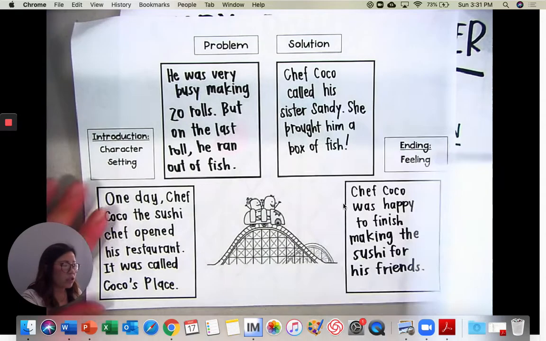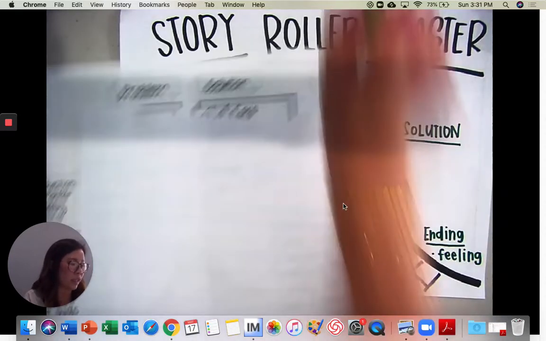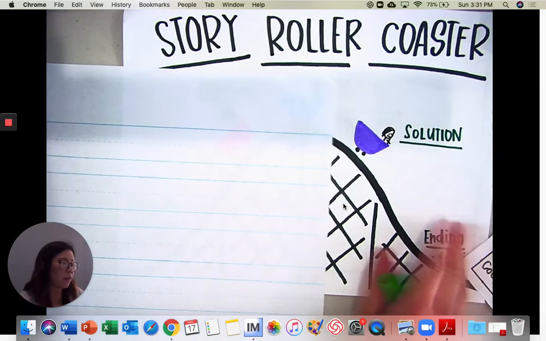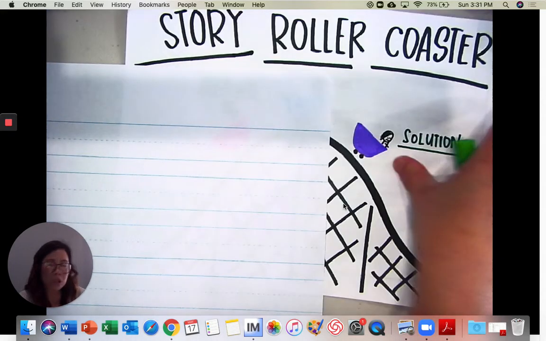So for my introduction, I'm going to write in green, and then for my problem, I'm going to write in red, and then for my solution, I'm going to write in orange, and then finally with my feeling, I'm going to write in purple. Now, when you do your writing, you don't have to do it in colors, but if it helps you, then go ahead and do that as well, scholars, okay?